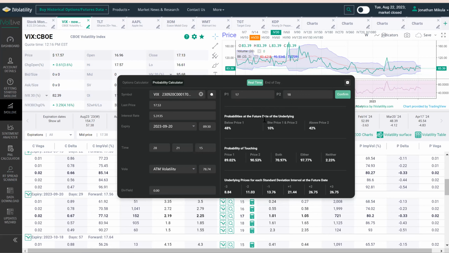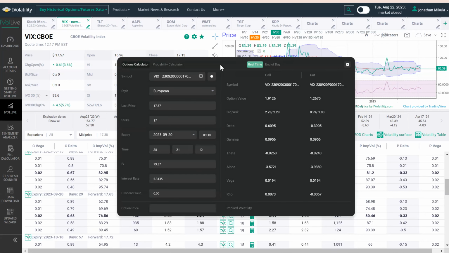Like I instantly know when I see these percentages that I should be looking to do a straddle or a strangle. Whereas if this was below price 18, below price 80%, for example, I would know to put on a bearish trade. And inversely, if the percentage to be above price 18 was, let's say, 80%, I would know to put on a bullish trade, right? Because this thing's going higher. So those are the real world applications of the probability calculator for the VIX.